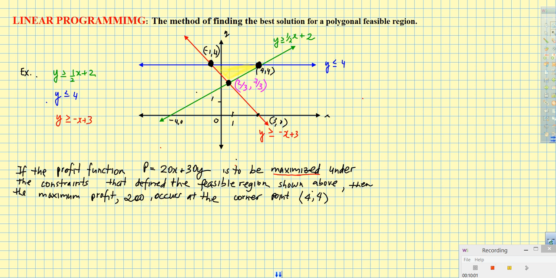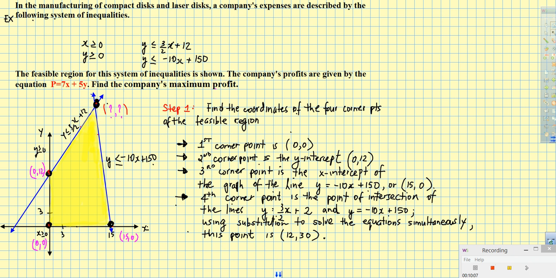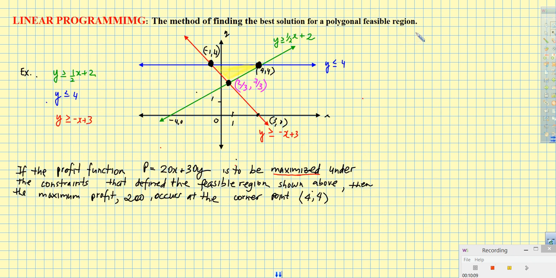So how does that come about? What's basically being done is you're getting the profit, which is equal to 20x plus 30y, and you are substituting in the corresponding values of x and y from each corner point. So I'll pick negative 1 and 4 first.